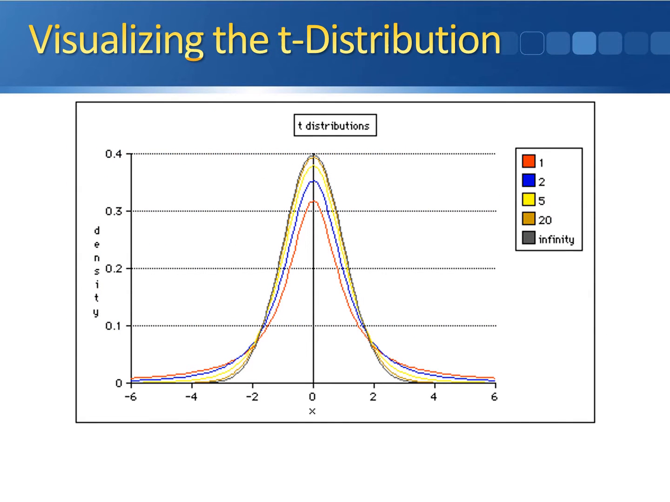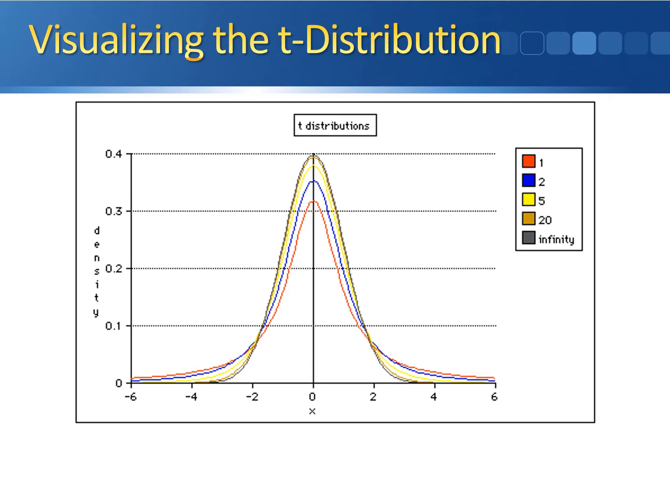Here's a visual representation of what the t-distribution looks like. The red curve is a t-distribution with 1 degree of freedom. It's the shortest in the middle, and it has the fattest tails. This is the t-distribution that gives you the least amount of information that you can possibly have. You can't have a t-distribution with less than 1 degree of freedom. The blue curve is a t-distribution with 2 degrees of freedom. You have more information, so the t-distribution is taller in the center, and the tails are a little bit narrower.